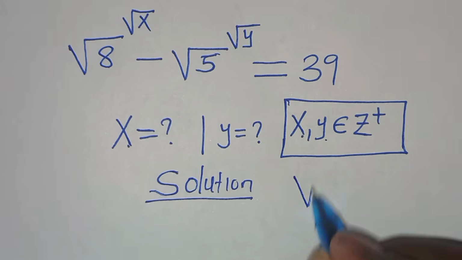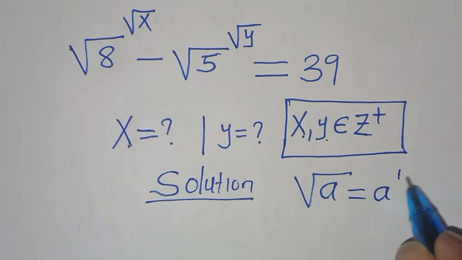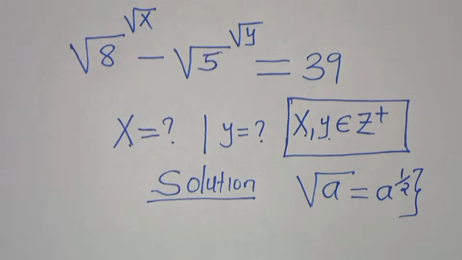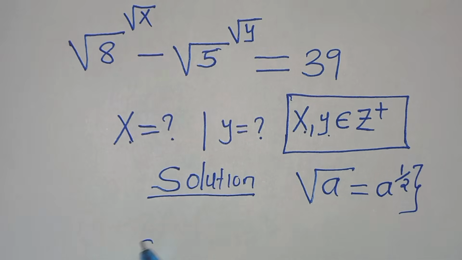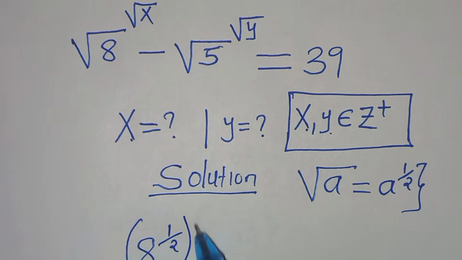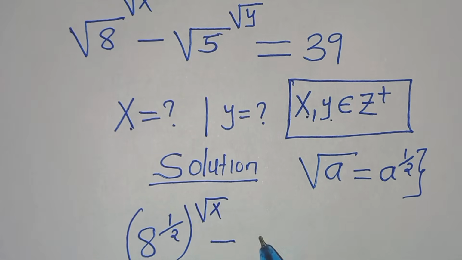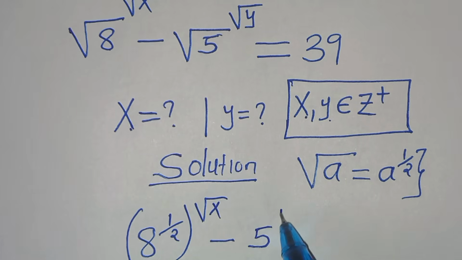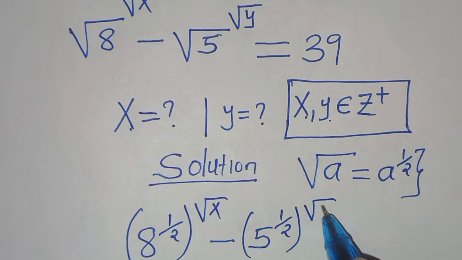We have that the square root of a is the same thing as a to the power of a half. Now, we can express the square root of 8 as 8 to the power of a half, then raised to the power of square root of x, then minus, we can express the square root of 5 as 5 to the power of a half, raised to the power of square root of y. This is equal to 39.